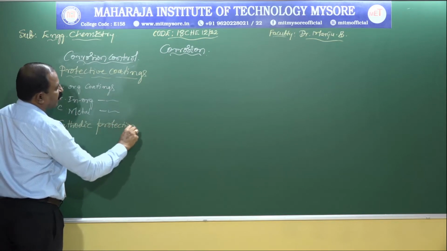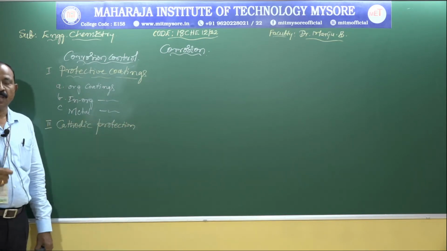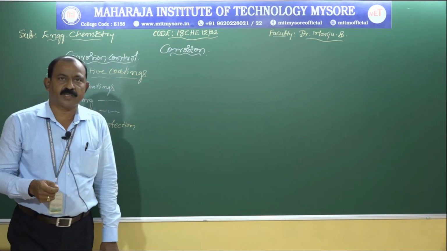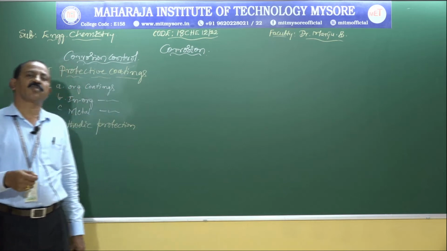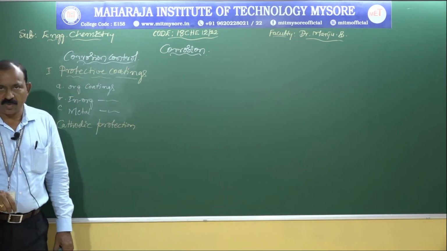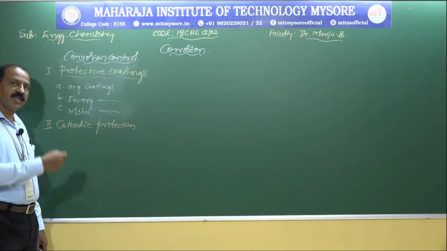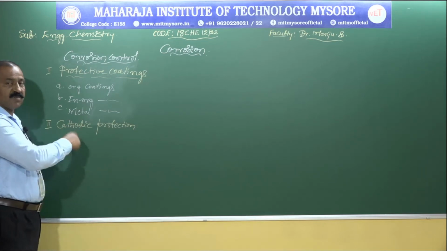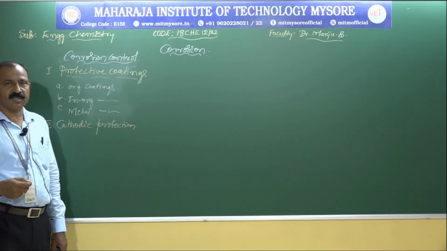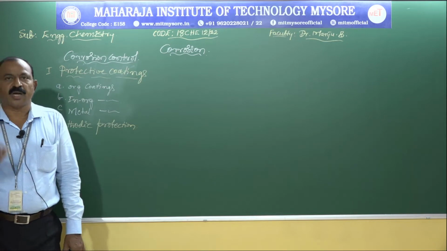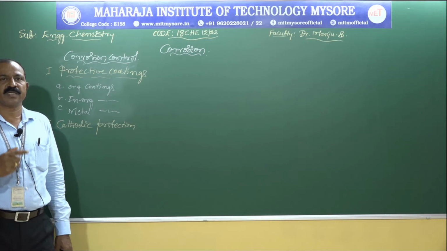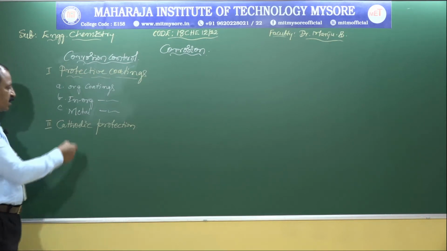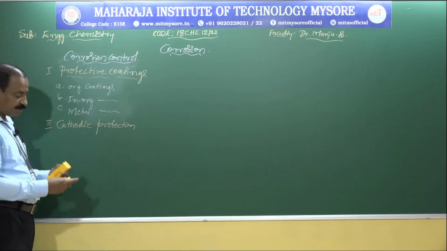What is meant by cathodic protection? Generally the corrosion takes place at the anodic region. The metal that acts as anode undergoes oxidation, and that metal undergoes corrosion. Now that base metal itself is made the cathode. How is this possible? By providing electrons from an external source, it is possible to make it a cathode. The base metal, or anodic metal, itself is made a cathode. That technique is cathodic protection.